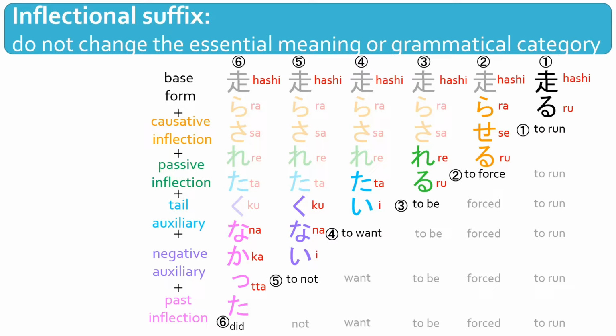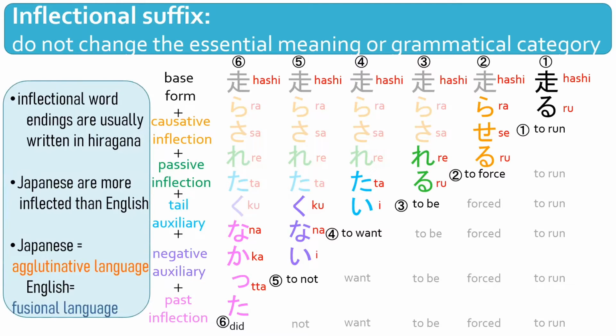And finally, 走らされたくなかった means did not want to be forced to run. So as you can recognize from the graph, inflectional word endings in Japanese usually end with hiragana. Also, Japanese is more inflected than English. This is a feature of agglutinative languages, which allow inflection to happen multiple times within a word by adding affixes rather than changing the word order like English. And English is classified as a fusional language.